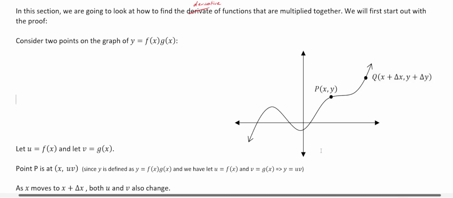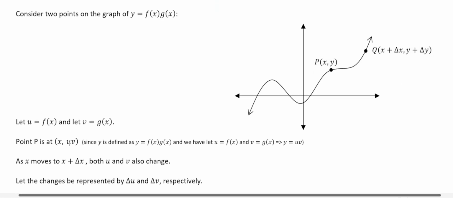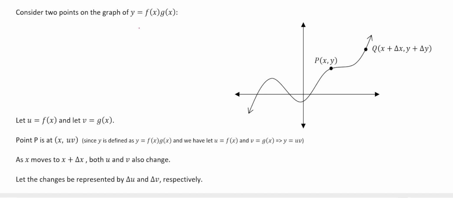Okay, so we have 2 points right here. What we'll do is, instead of saying y is equal to f at x and g at x, we're just going to replace f at x with u and g at x with v. So another way of writing this is y is equal to u times v, just to make things a little easier. So point P, we can say x, because that's our independent value, and y is u times v.